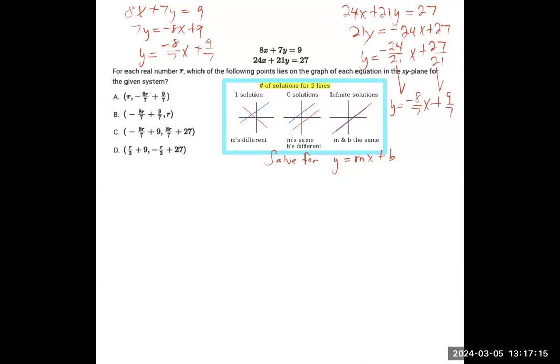So the thing to notice for now is that we got the same situation both times. And so we're in our infinite solution situation. Both of these lines are the same line. They're hitting all the time.